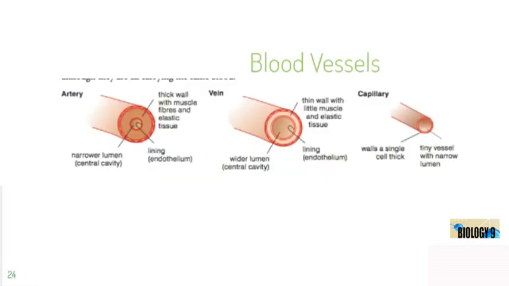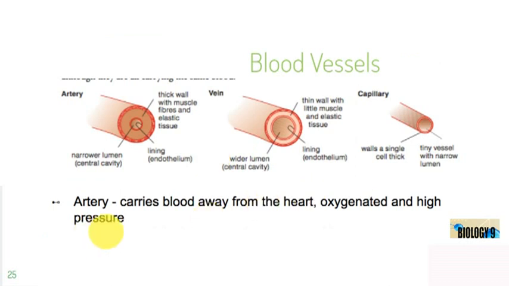Because they're being pumped away from the heart, they're on a high pressure, and this is oxygenated blood. We've got arteries going all the way around to our body carrying oxygenated blood. There's one exception, that is the pulmonary artery, the one going to the lungs, because that does not have oxygenated blood. It's going to the lungs to get oxygenated.